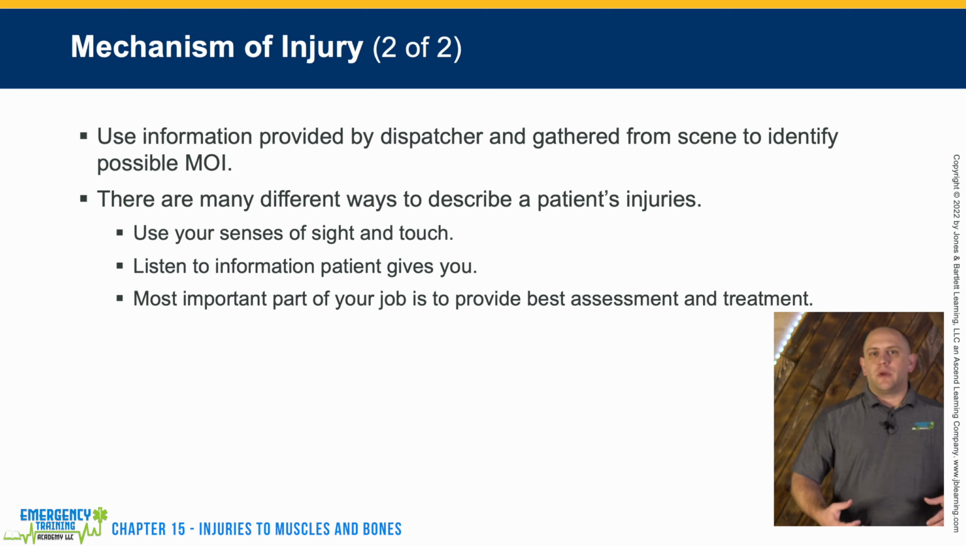We can start gathering information about the mechanism of injury long before we ever make it on scene. This is part of that scene size up. We want to gather as much information as we can from our dispatch information. Then when we arrive on scene, this is when we're taking in everything that we can see.